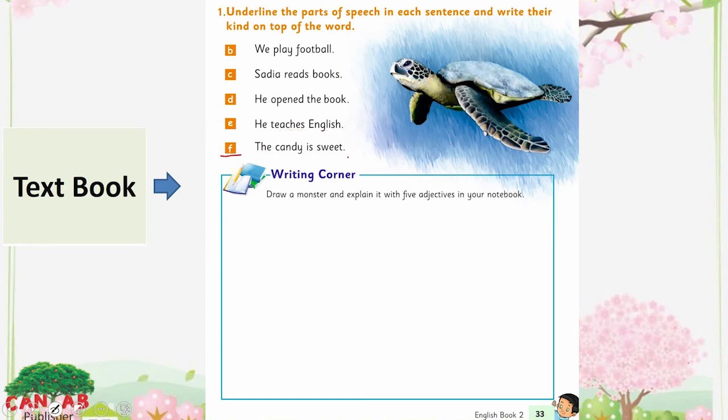Sentence F है, the candy is sweet. Candy here is what? Yeah, a noun. And what is sweet here? Can you tell me? Yes, sweet is an adjective because it is describing the noun candy here. It is telling you that candy is sweet. It's telling you the quality, the taste of candy here. So it is what? Yes, sweet. It's an adjective. Sweet is an adjective here.